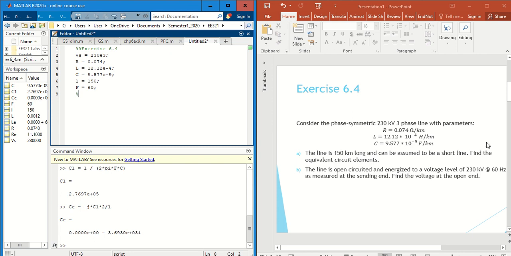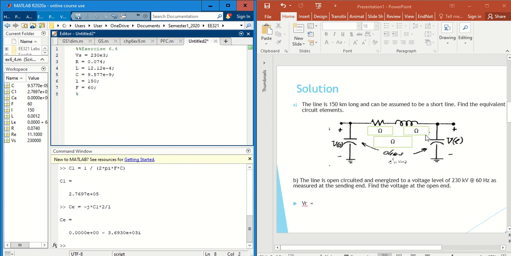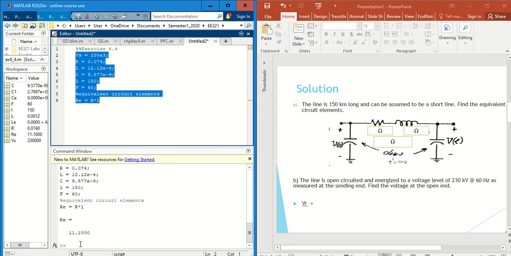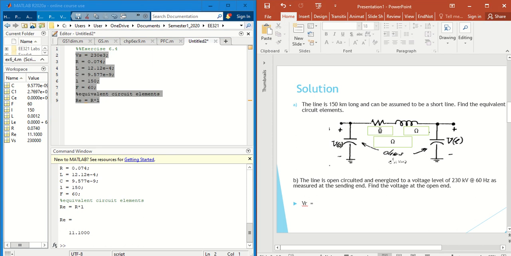Now the first thing that we are going to do is find the equivalent circuit elements. How can we find it? For R, it is simple. R equivalent will be equal to R times the length, which comes to 11.1 ohms. So we can write it down here, 11.1 ohms.